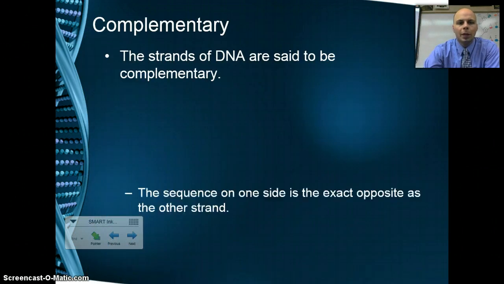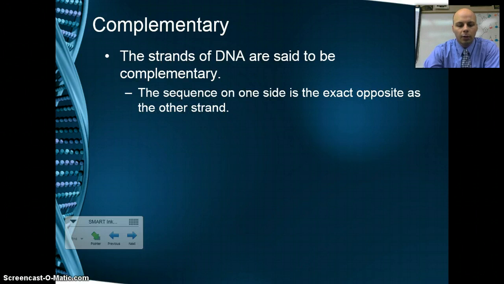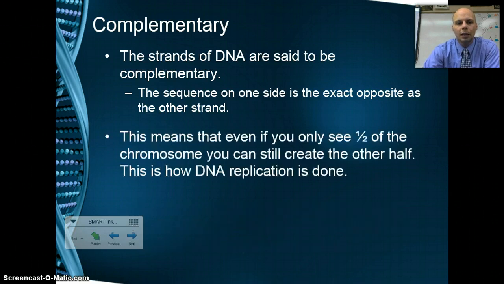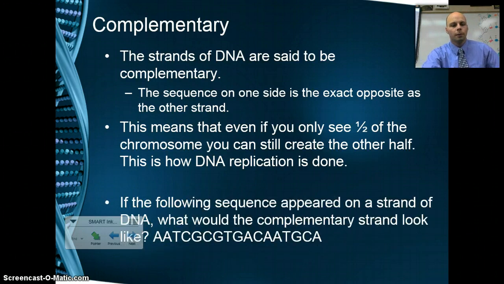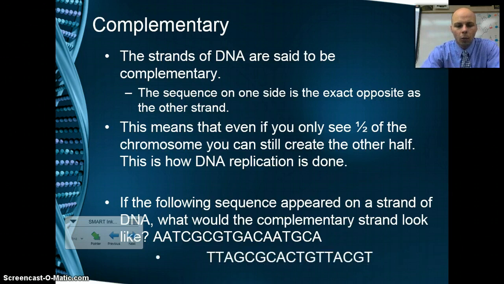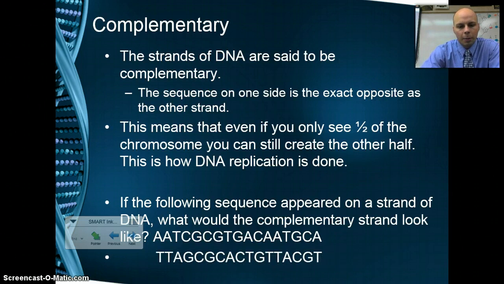Complementary strands just mean that the DNA strands on one side are the opposite of the other. This is the same idea as Chargaff's rule, where adenine is going to bond with thymine, cytosine with guanine. Now, if we only see half of the genetic information of a particular DNA strand, we can determine what the other side should look like. With this strand, we can determine the complementary strand, and we would just know that adenine will always bond with thymine, and cytosine will bond with guanine to create the complementary or opposite base pairing.